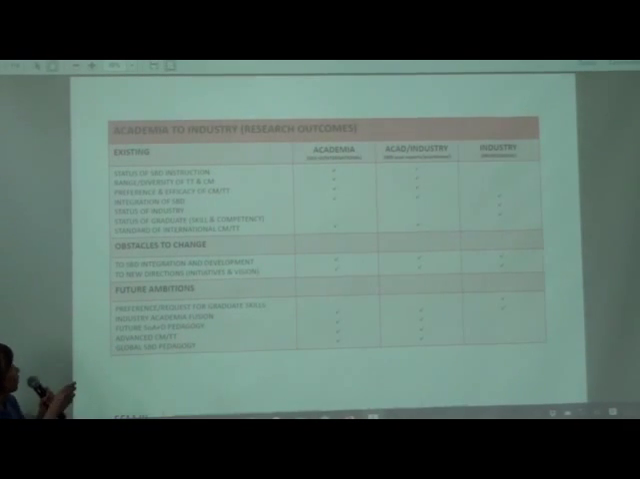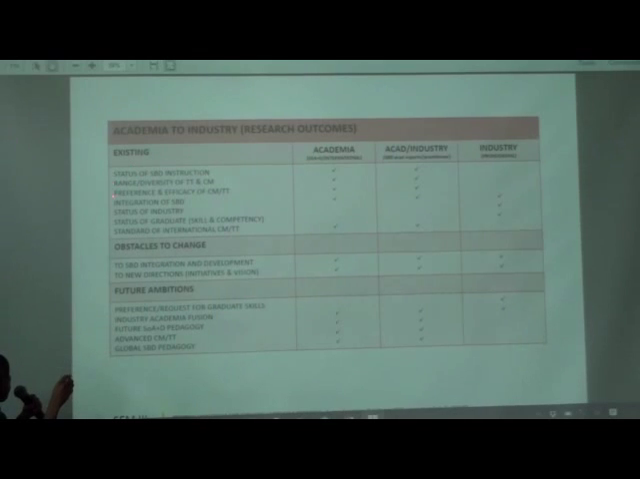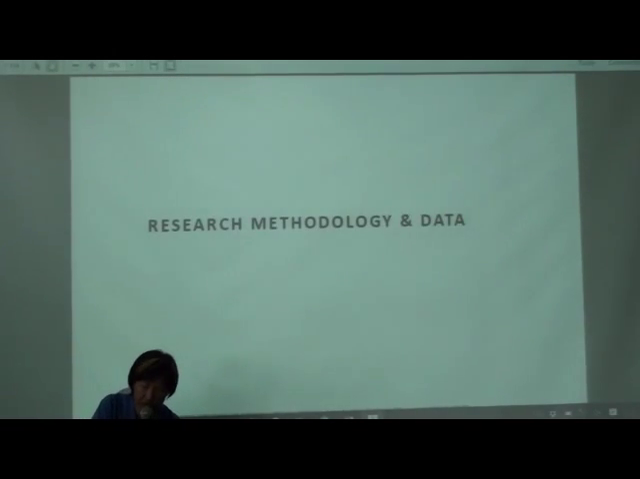This is a research outcome from different people. After that, the gathering of information into table or matrix will help you to organize information into a readable and understandable form. So what are existing and obstacles to change, future ambitions. So he tried to categorize information from the result. Research method.